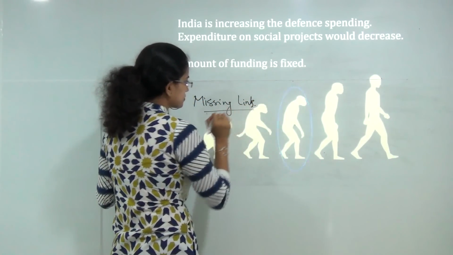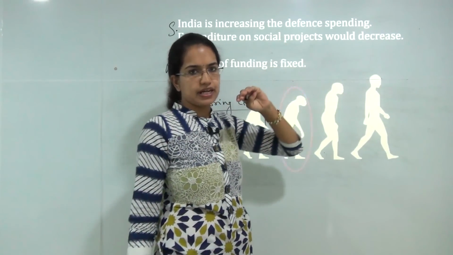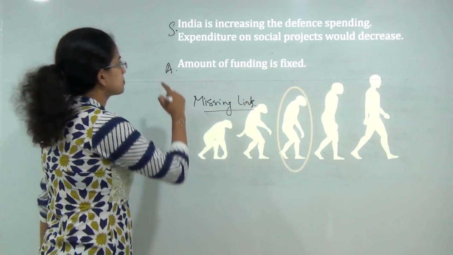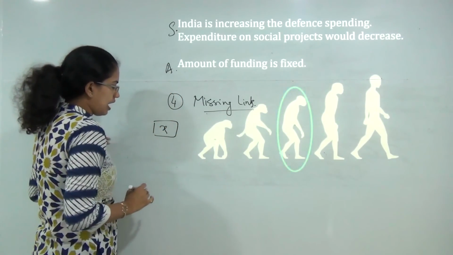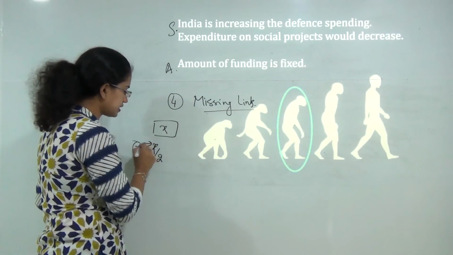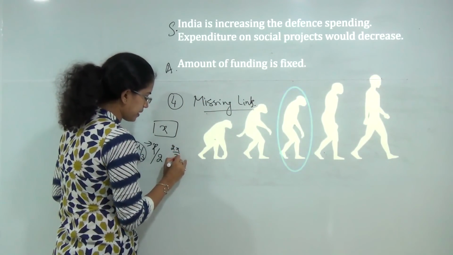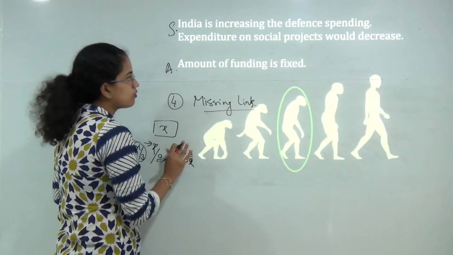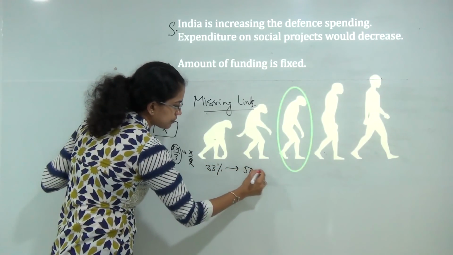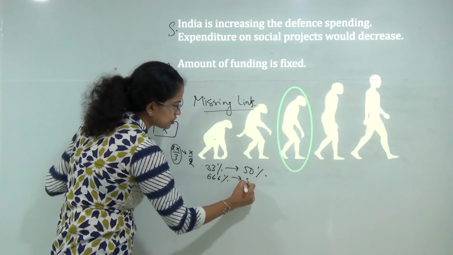Now in this case, I have a statement and an assumption. The statement says India is increasing its defense spending, or expenditure on defense. Another statement says expenditure on social projects would decrease. That means I have, say, X amount with me. Out of that I am spending X by 2 for defense. Previously it was X by 3. It has increased to X by 2. Now the expenditure on social projects, previously it was 2X by 3, has decreased to X by 2. What does that mean? That means for defense I am increasing my expenditure from 33% to 50%. On the other hand, for social projects I am decreasing my expenditure from 66.6% to 50%.